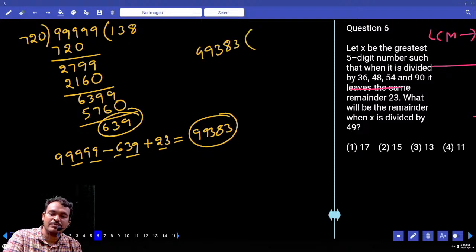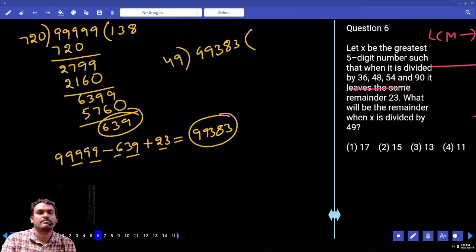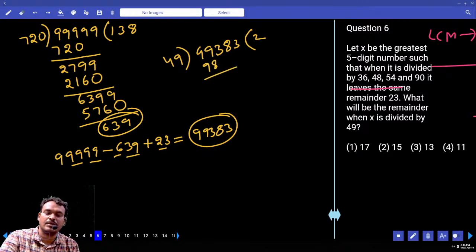99383 divided by which one? 49 or not? 49 how many times? 2 times. 98 complete. What is the remaining? 13.